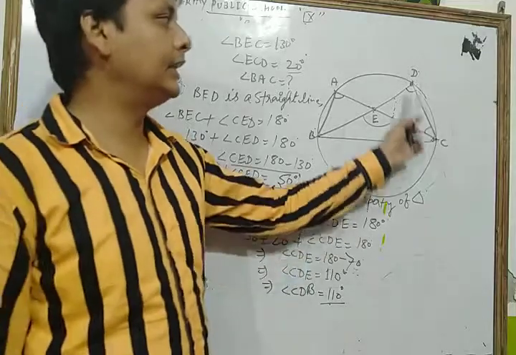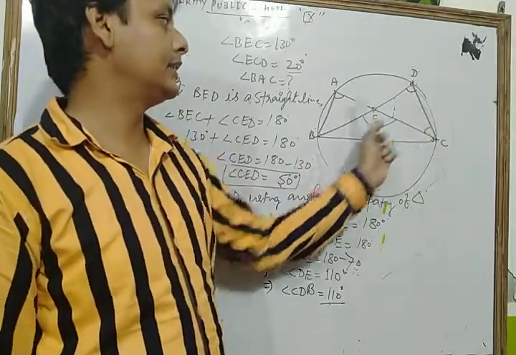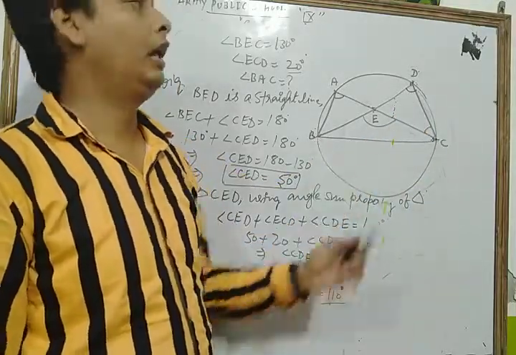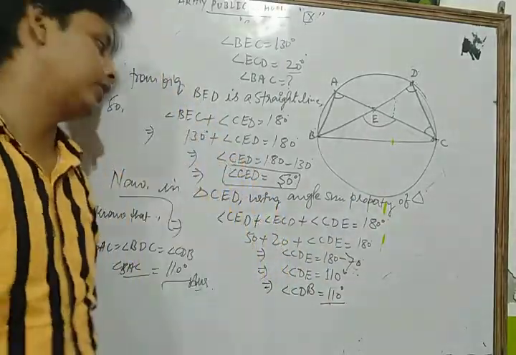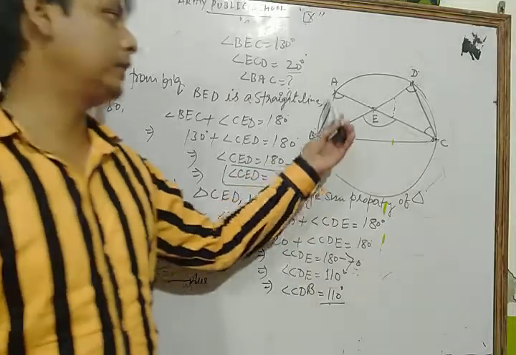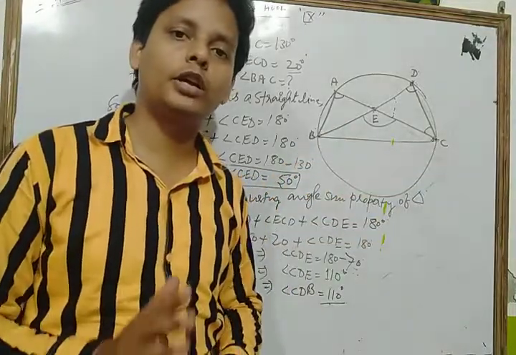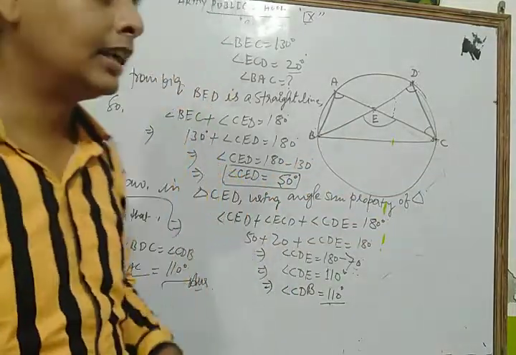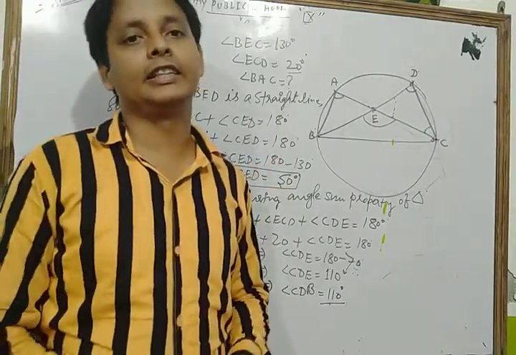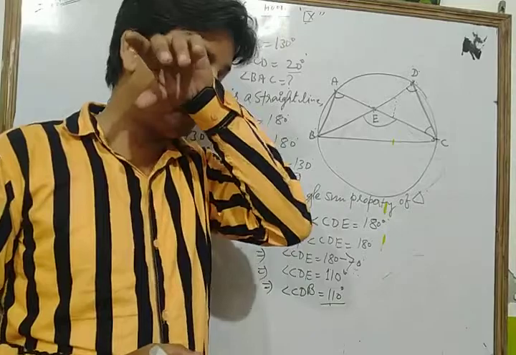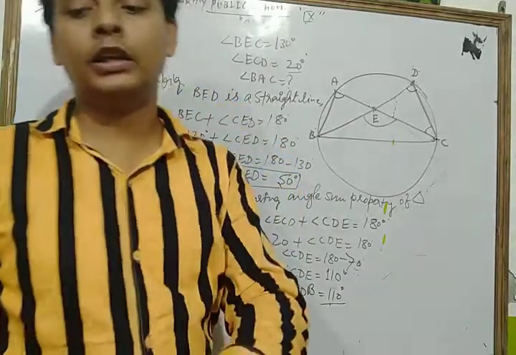We write angle CDE as angle CDB also. So we know that the angles in the same segment are equal. So in this way, dear student, the angle BAC is also equal to 110 degrees. Okay.